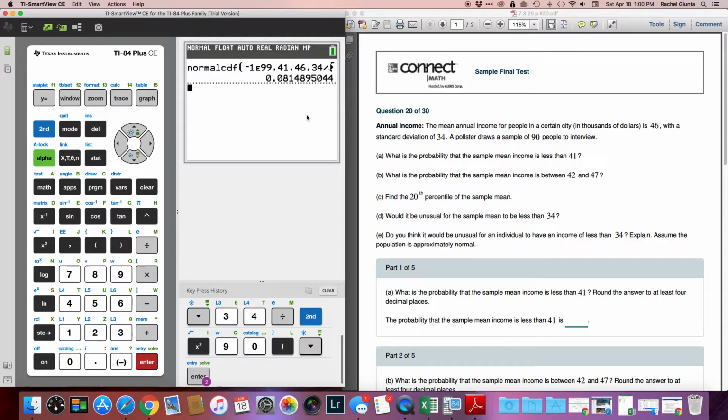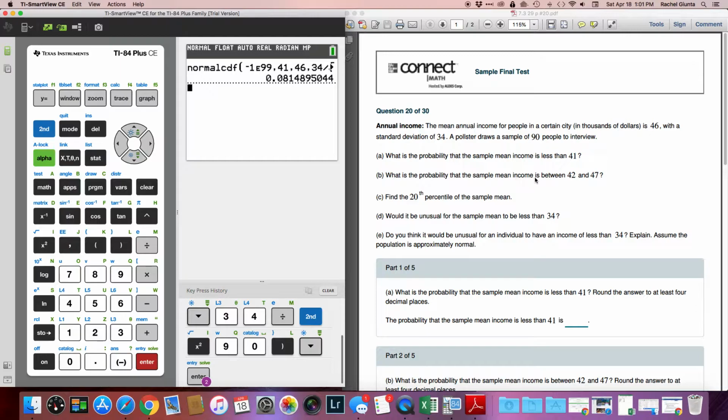Paste and enter. And the good thing with chapter 7 compared to chapter 6 is that you always are able to get your answer directly. You don't have to think about whether it's more than, less than, and if you have to subtract from 1 at the end. It's just the function will always give you your final answer.